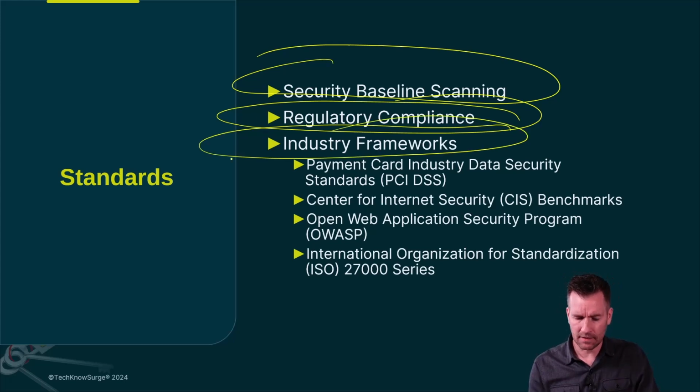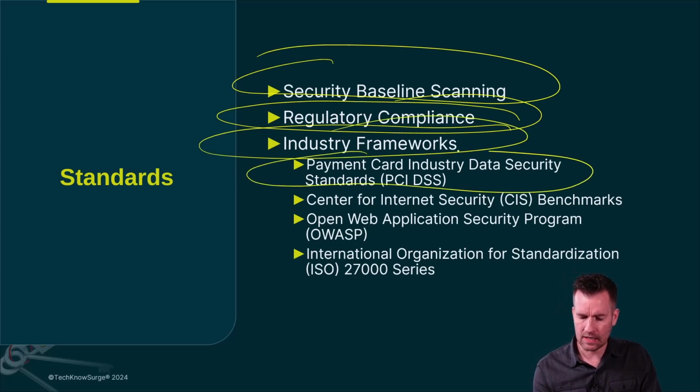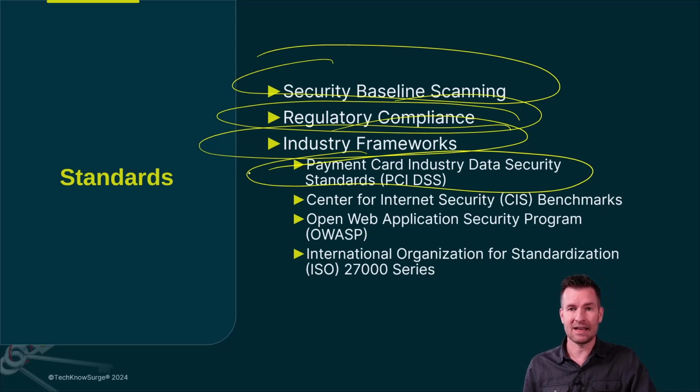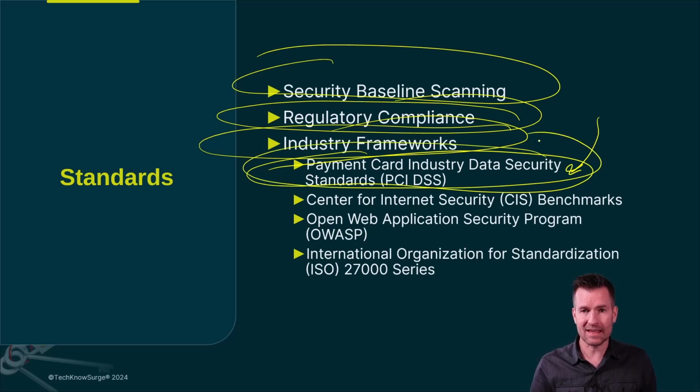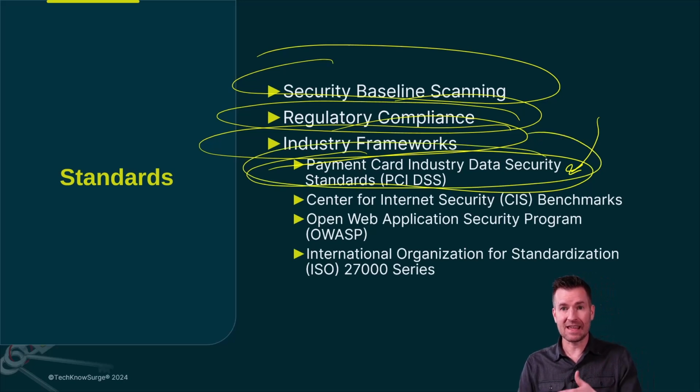A great example of this is the Payment Card Industry Data Security Standard, the PCI DSS. If we are processing credit cards, then we're going to have to comply with that. So we are going to scan our network based off of our compliance requirements for this, but also we're going to compare to see if we're meeting that standard and make sure that we have that all incorporated in there.